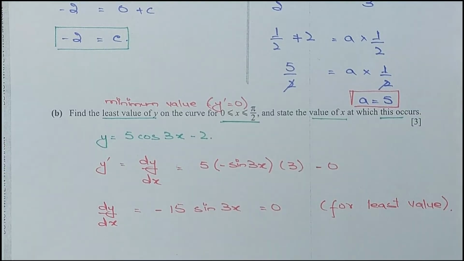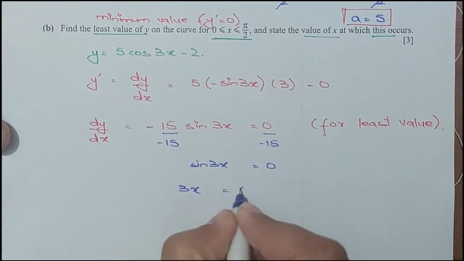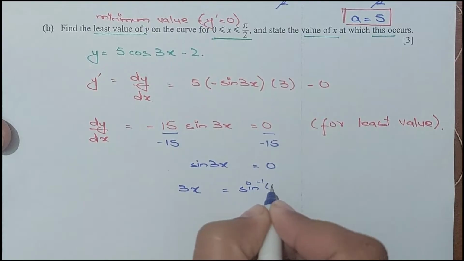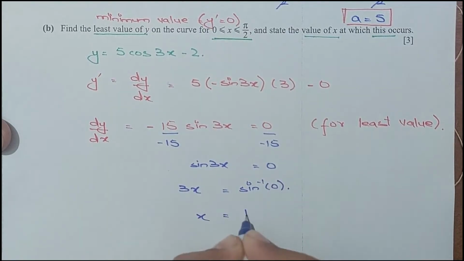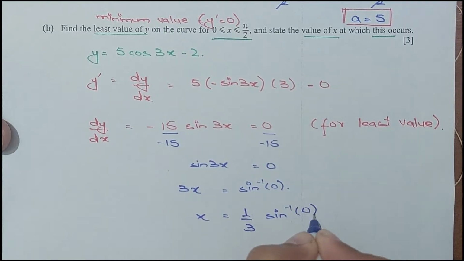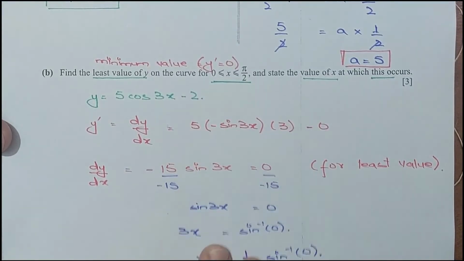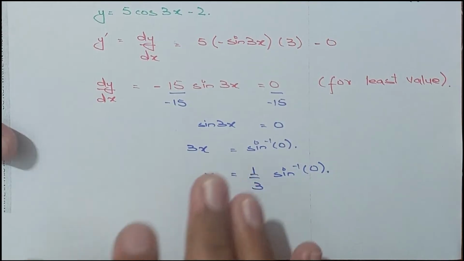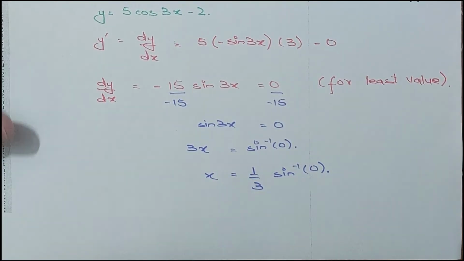All right, so let me plug this equals to 0 and solve for x. Dividing both sides by negative 15, this becomes sine 3x equals 0. So 3x would be equal to sine inverse of 0, or x would be equal to 1 by 3 sine inverse of 0, and the x value must lie between 0 and pi by 2, keep in mind. It should be in radians.